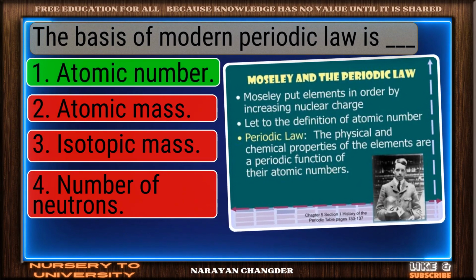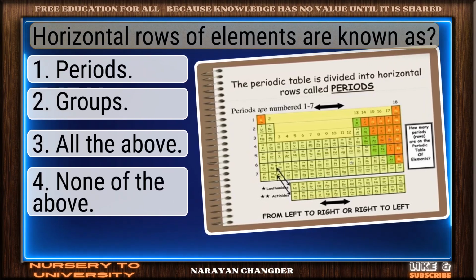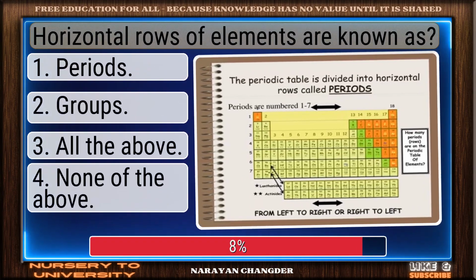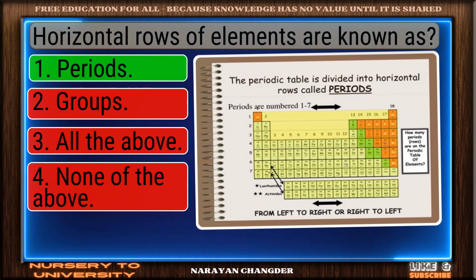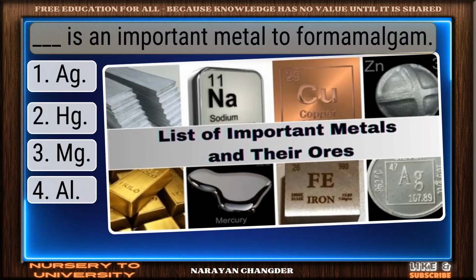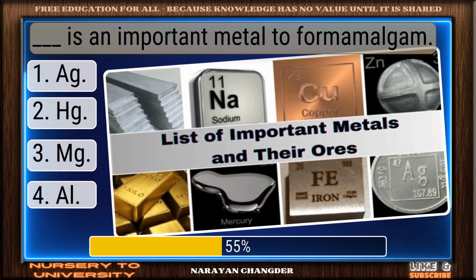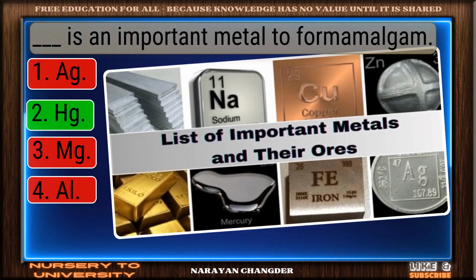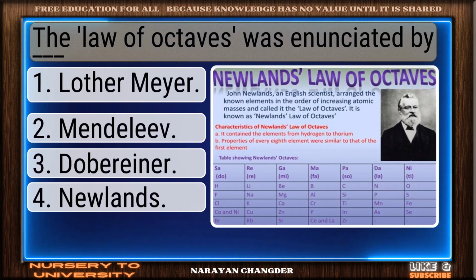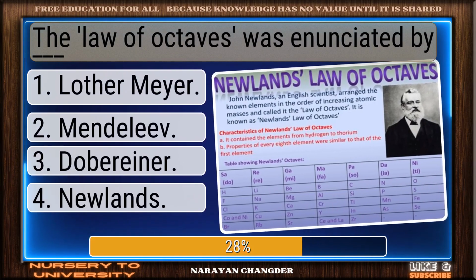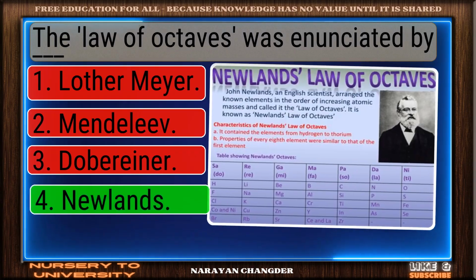Well reasoned. Atomic number is correct. Horizontal rows of elements are known as... Nice selection. Periods is correct. Dash is an important metal to form amalgam. Smart move. Hg is the accurate answer. The law of octaves was enunciated by dash. Valid point. Newlands is true.